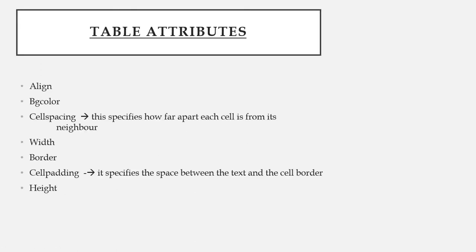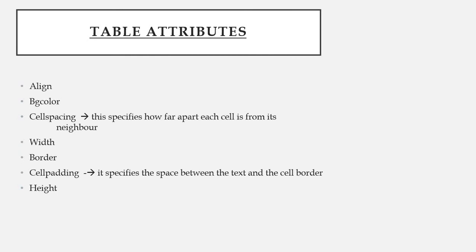In tables, attributes, I think you know what attributes are. Attributes define the behavior of that particular tag. If you don't know about attributes, watch my previous video, and you'll get the examples. Now, table attributes. These are the attributes of the table: align.